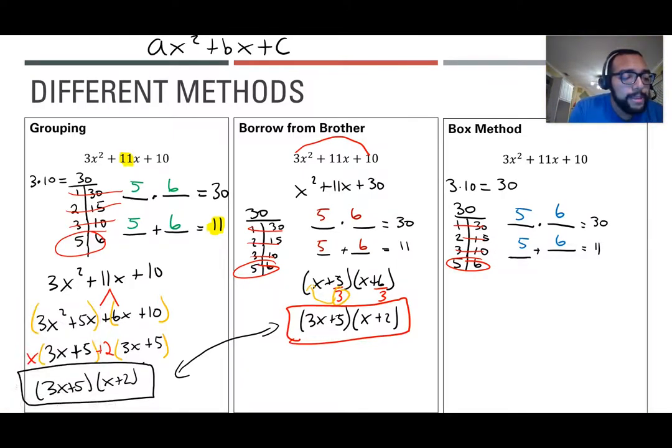Now, here's where the box method comes in handy. What if I didn't like the grouping method? I want to keep a more systematic approach. So let's draw a box.